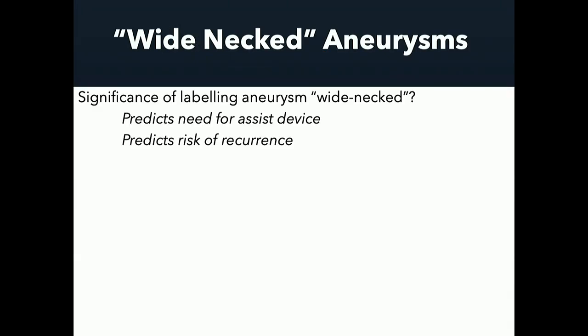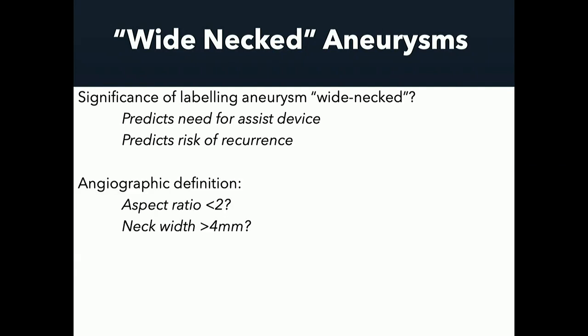So when we talk about a wide-necked aneurysm, we really need to ask what's the significance of labeling something wide-necked. Really, there are two reasons we think about this. One, it predicts the need for an assist device if we're treating the aneurysm, and it also, to some extent, predicts the risk of recurrence because the neck is possibly not as well controlled as it is if it's a narrow neck. And of course, there are angiographic definitions: aspect ratio, neck width, which may or may not have some meaning in some clinical contexts.